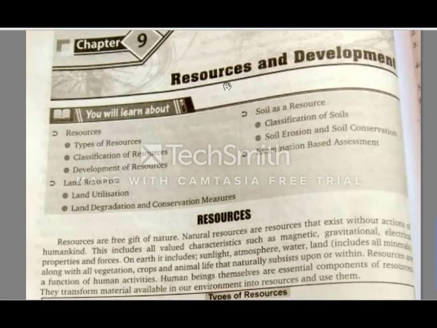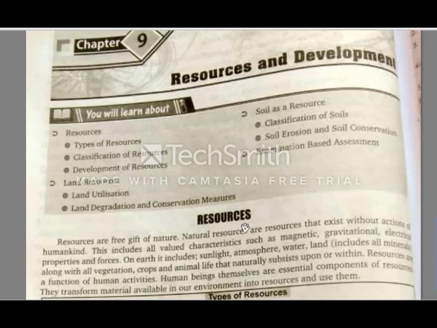So the first chapter is Resources and Development, and in this chapter you can see some topics here: resources, types of resources, classification of resources, development of resources. Another is land resources, land utilization, land degradation and conservation measures, soil as a resource, classification of soils, soil erosion and soil conservation, examination based assessment. We will talk on all these topics. So first we will start with resources.